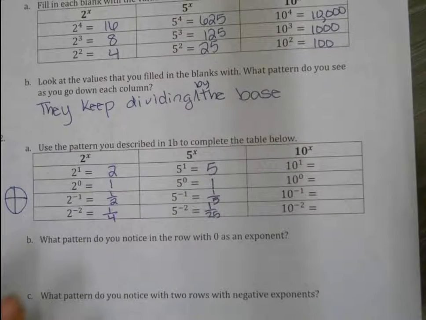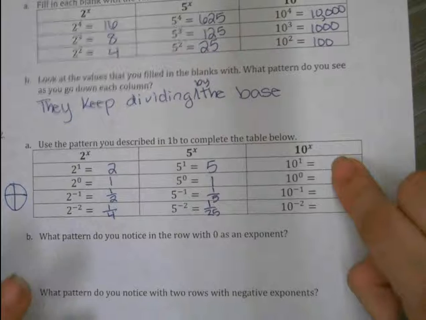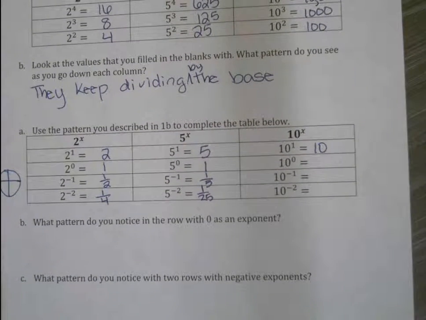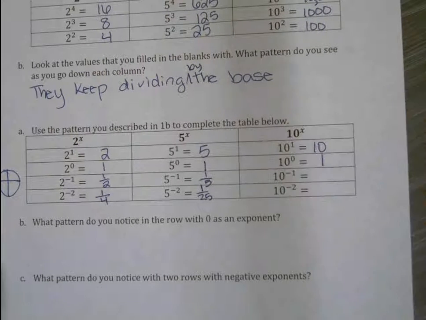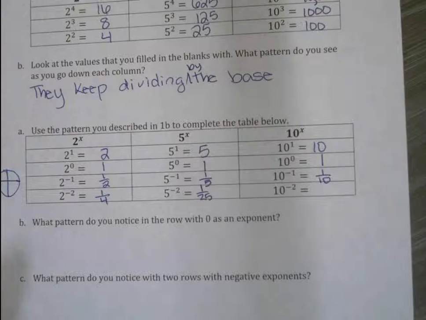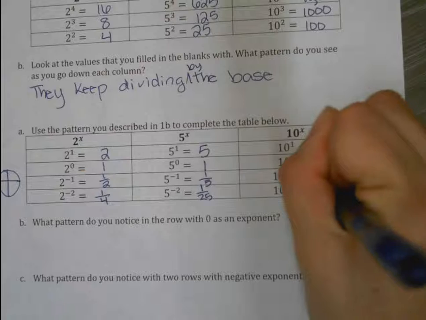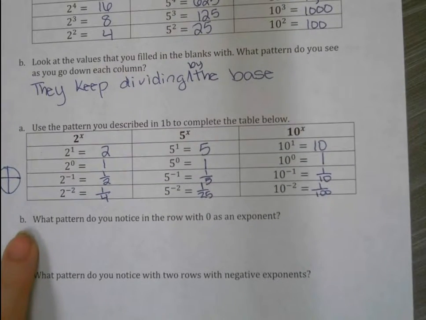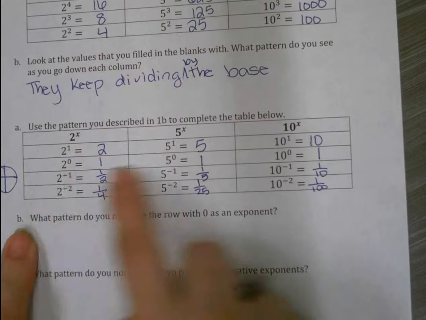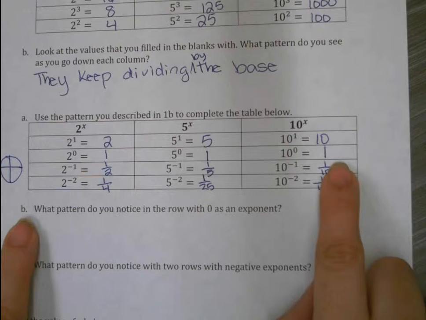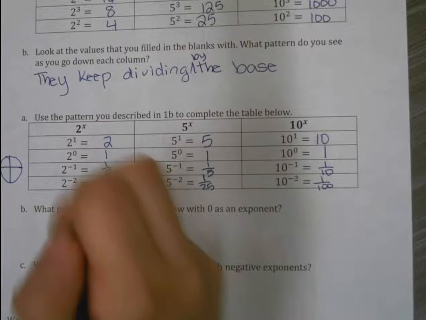We'll keep working. What's 100 divided by 10? 10. 10 divided by 10? 1 divided by 10? 1/10. And 1/10 divided by 10? 1/100th. Okay. So the first question asks what I notice about the row that has 0 as an exponent. So this row right here, what do I notice about them? They're all 1.